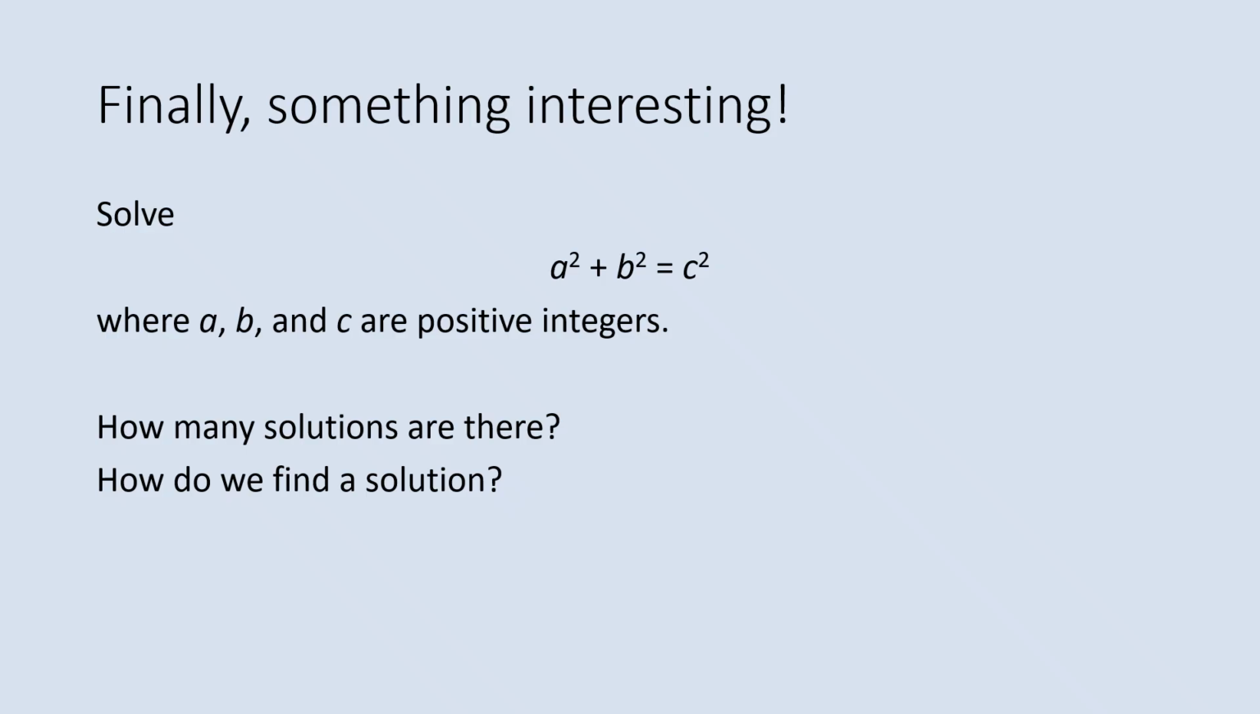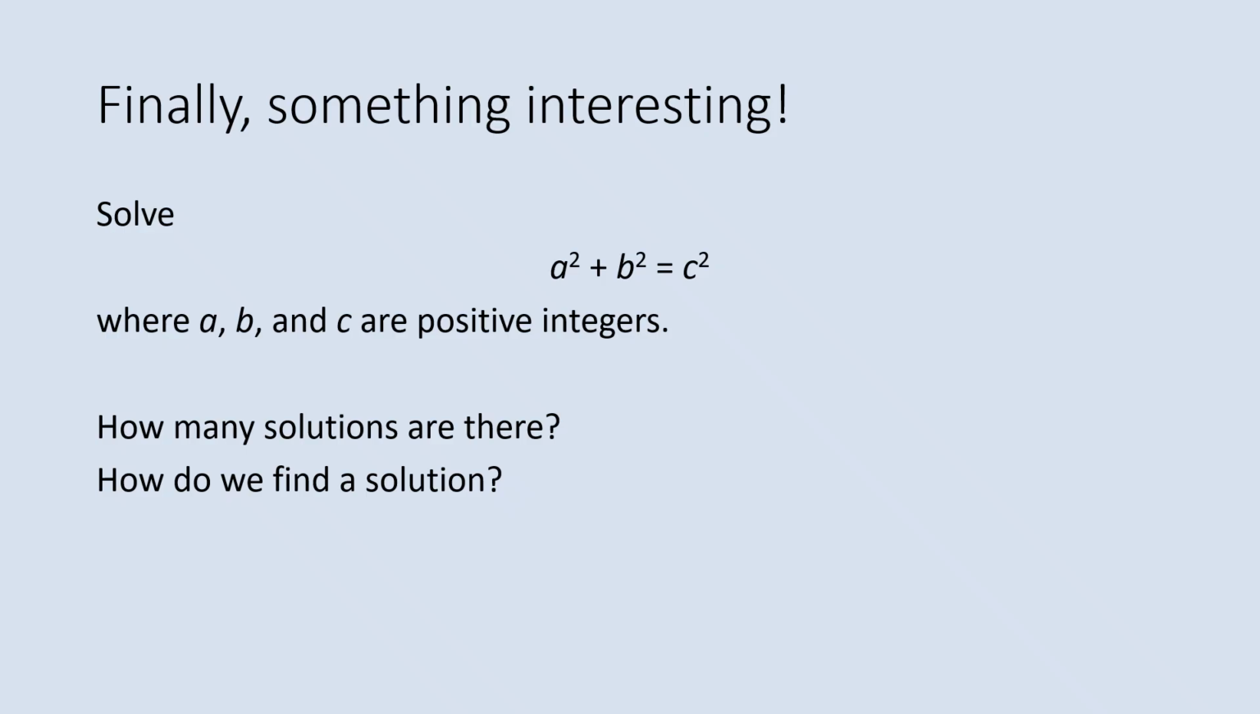But what if we make it more interesting and have exponents on all three pieces? So a squared plus b squared equals c squared. And the idea then is now there's some more work to do. So the question of how many solutions are there, and how do we find a solution? How many solutions are there to this?